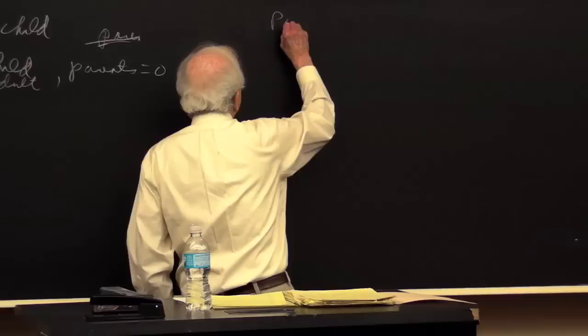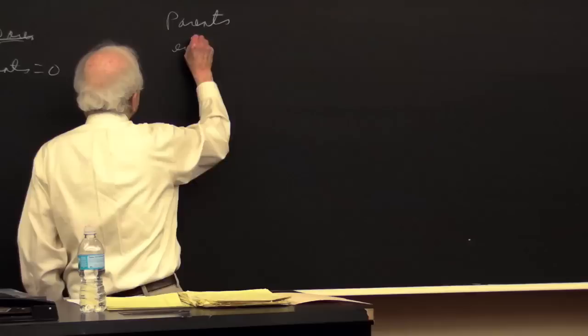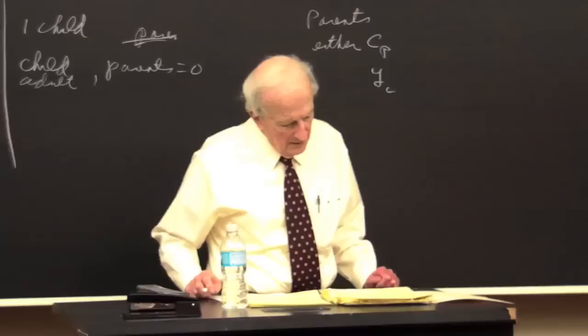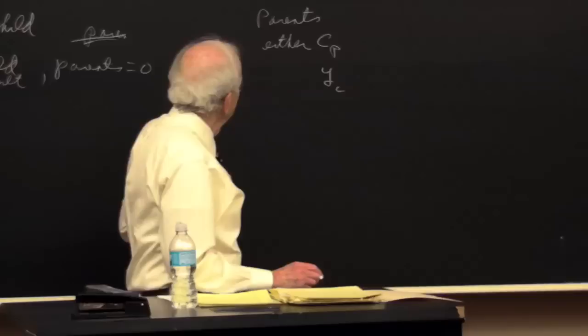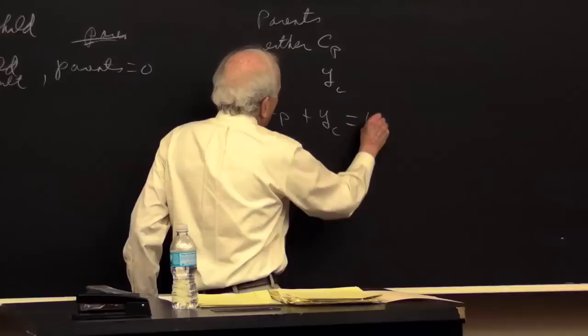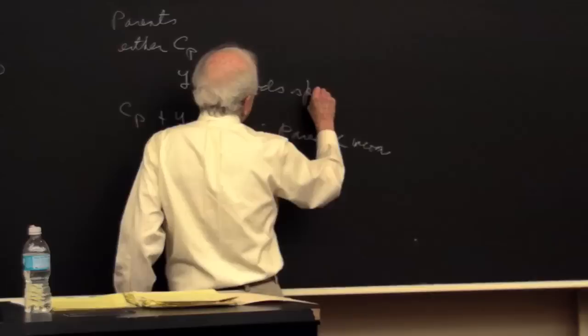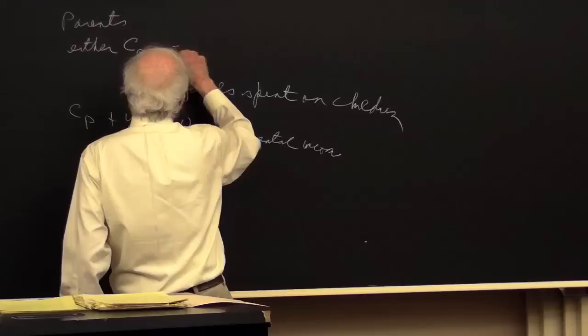So parents: either consumption, CP, or I'm going to call it Y, or YC. If they spend more on children, they have to subtract from their own. So you're going to have a constraint: CP plus YC is equal to Y of parent, with W of parents being parental income. Now by writing it in this way, I'm assuming YC equals goods spent on children, and CP is parental consumption.